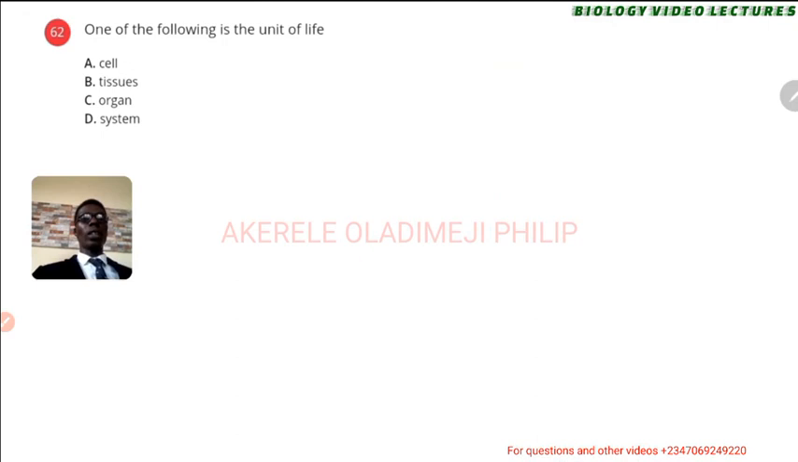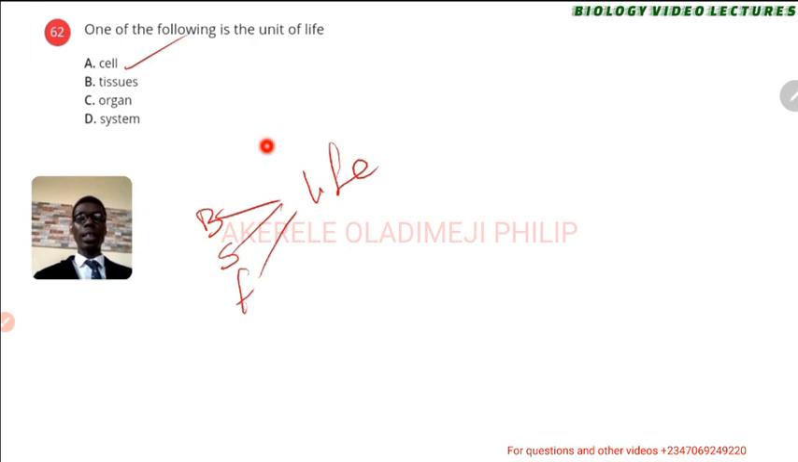One of the following is the unit of life. I told you unit means the smallest part of that thing, and that's going to be the cell, because the cell is defined as the basic structural and functional unit of life. I used to call it BSF of life. Basic structural and functional unit of what? Of life. That's what the cell is.